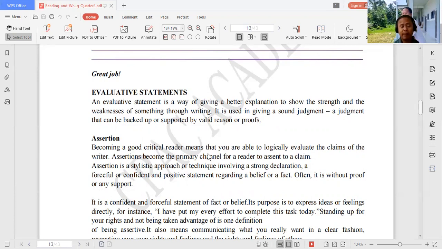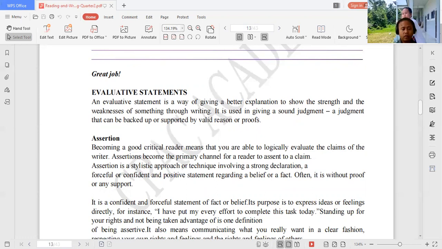Assertion is to assert something. Becoming a good critical reader means that you are able to logically evaluate the claims of the writer. Assertion becomes the primary channel for a reader to assert a claim. Assertion is a stylistic approach or technique involving a strong declaration, a forceful or confident and positive statement regarding a belief or a fact. Often it is without proof or any support.